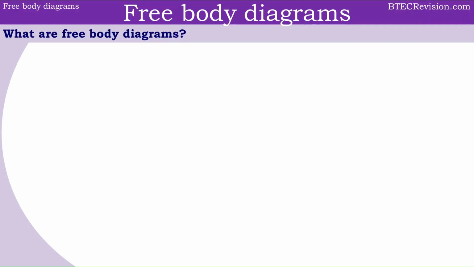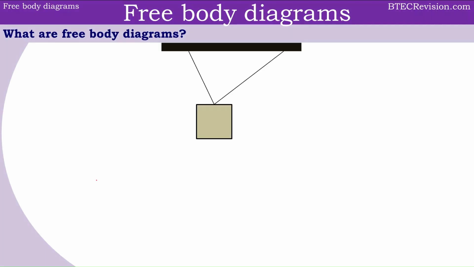Free body diagrams are diagrams that represent the forces acting on an object. They are commonly used in physics to analyze the motion of an object and to determine the net force acting on it. Here is an example of an object, and it's usually represented by a dot or a box, and the forces are represented by arrows pointing in the direction of the force.